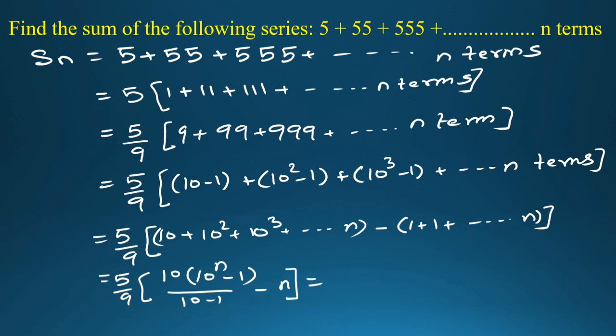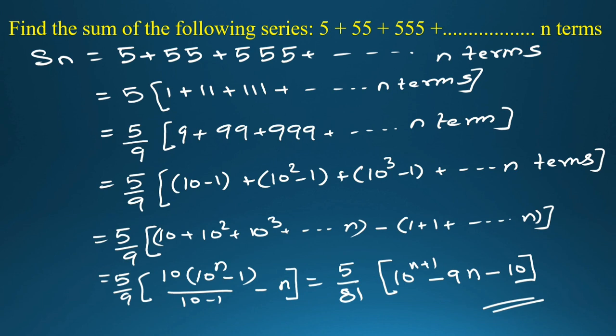Now, take the LCM and simplify this. I am just writing a little directly. LCM will be 9. So, 9 times 9, 81. In the bracket, you will get 10 to the power n plus 1 minus 9n by LCM and minus 10 by distributive property. This is the answer.